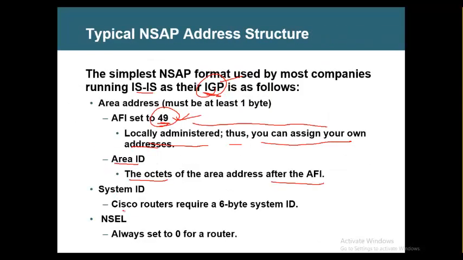Okay, next is system ID. Cisco routers need 6 bytes of system ID. So for this, what some people will do, they will take the MAC address and put it there. Some people will put the loopback address with some additional zeros because the size of IPv4 is only 32 bits. But what is the size of the system ID? It is 48 bits, because 6 bytes, 6 eights are 48. So some people used to take the 32-bit IP address and add some zeros to make it 6 bytes.